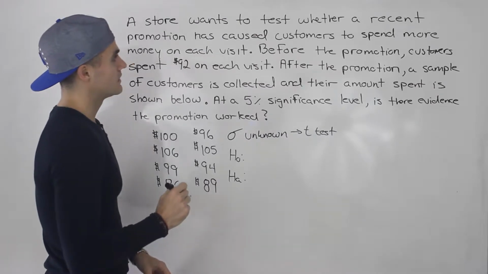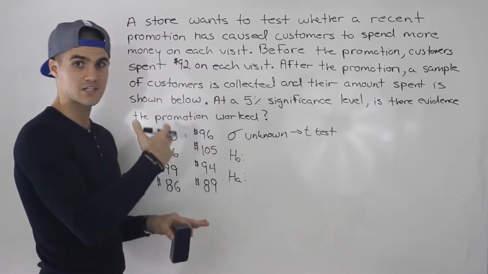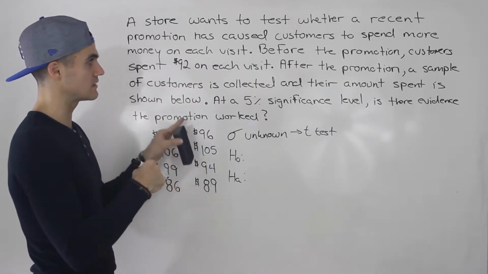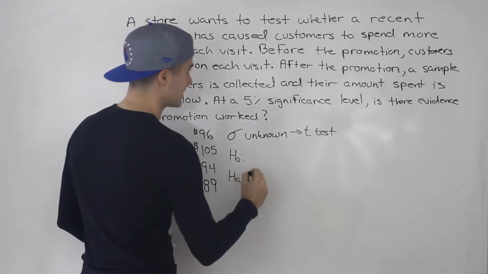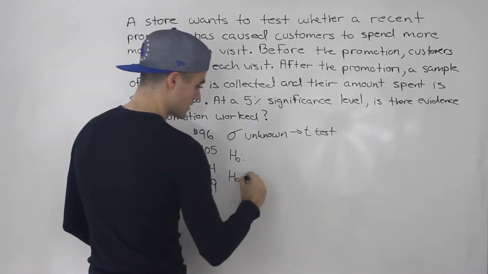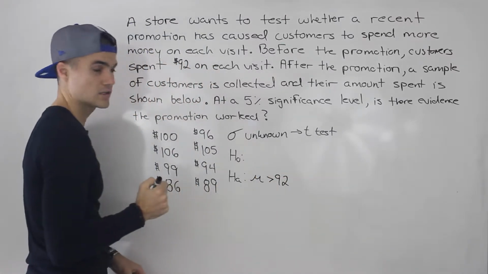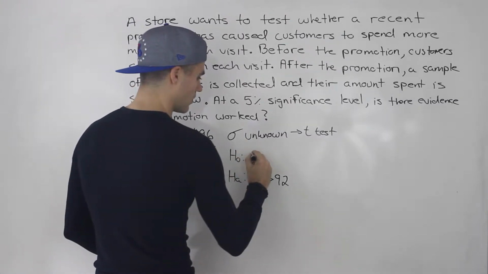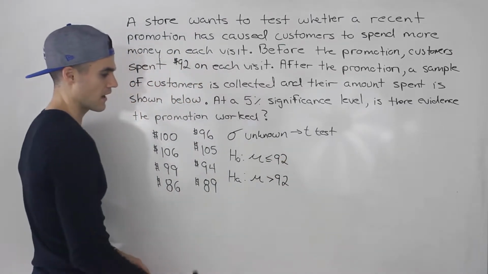So notice that there's a promotion and the store wants to test whether the promotion has caused customers to spend more money on each visit. So notice that the store is looking in terms of one direction. So they're seeing right now customers are spending what, $92 on average on each visit. So the store wants to see whether they're spending more than 92 on each visit, whether that average goes up after the promotion. And so the null is less than or equal to 92, basically the opposite of that.